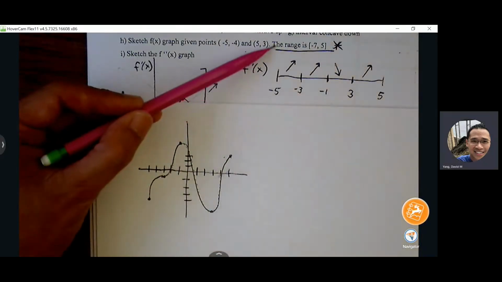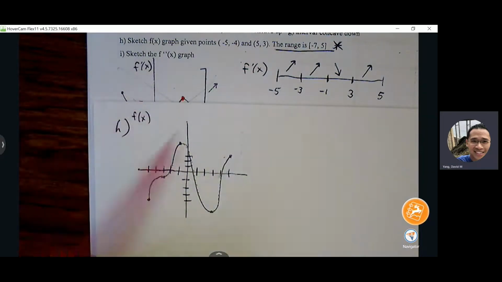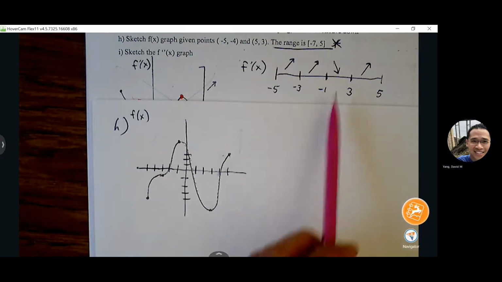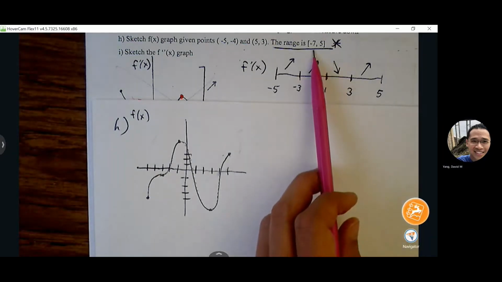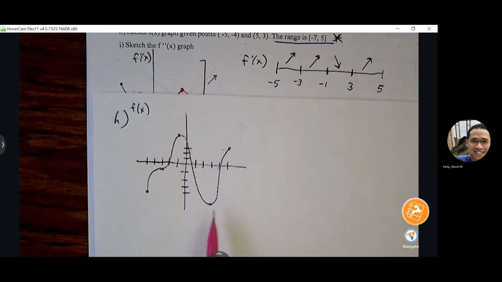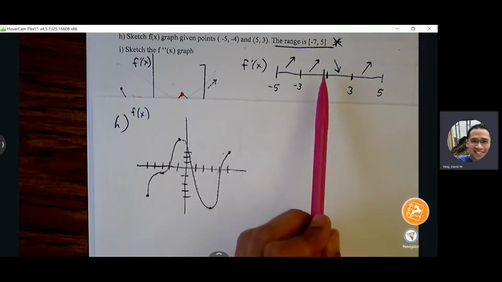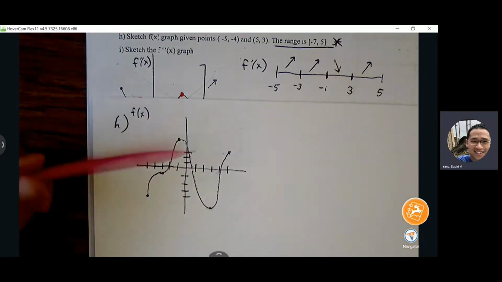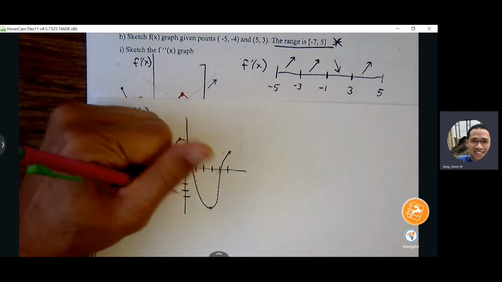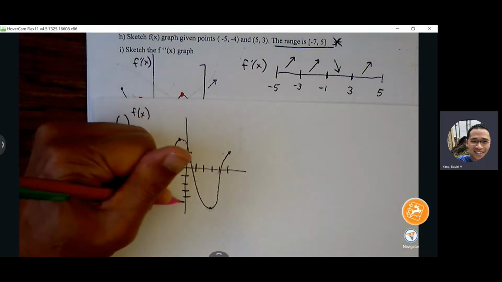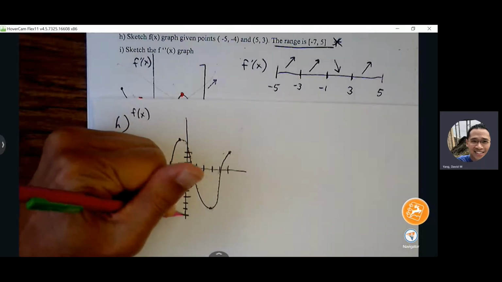What is this? How is this going to help us kind of shape our graph a little bit? What is this telling us that we should do? What do we want this point to be? We want it to be -7, right? So either I'm going to rearrange this, or I'm going to pull this a little bit lower. 1, 2, 3, 4, 5, 6, 7.